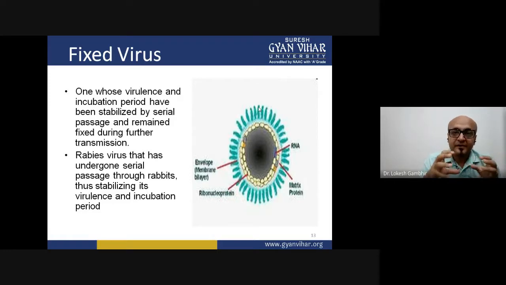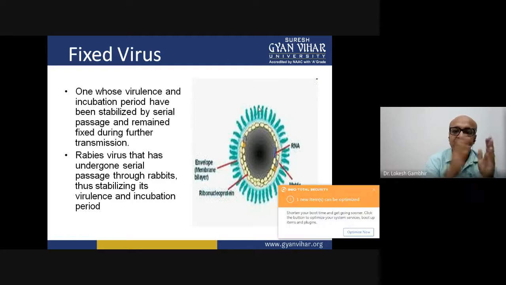Based on the manipulation and the availability of a wild type, we have categorized this virus into two types: fixed virus and street virus. Now let us see what is meant by fixed virus and what is meant by street virus.